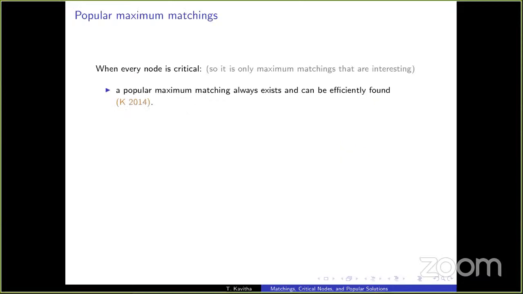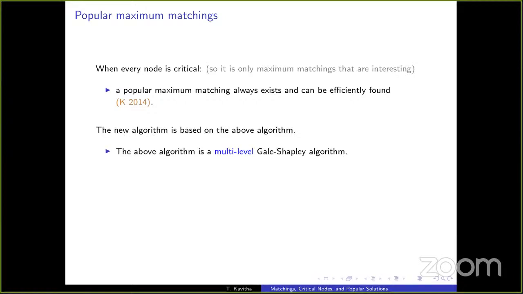The max size popular matching problem was considered a few years ago. So this is a maximum matching such that there is no better maximum matching. It was shown in this paper that such a maximum matching always exists and can be efficiently found. Our algorithm is based on this algorithm, which is a multi-level Gale-Shapley algorithm.